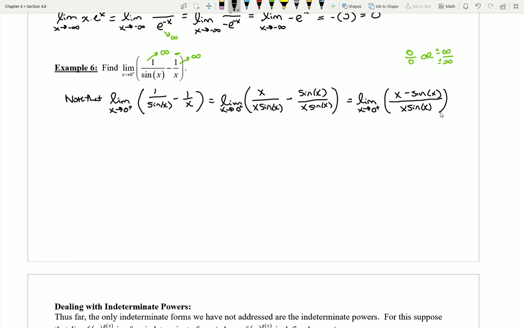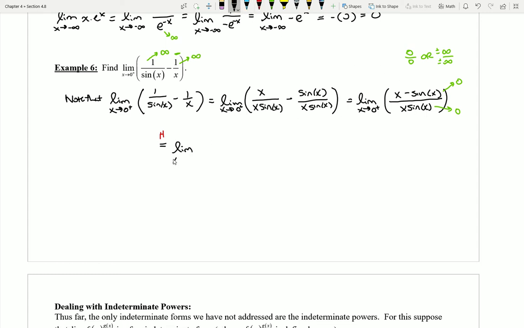Now, this is at least a single fraction, so there's a chance that L'Hopital's rule might work, but of course I still have to check to see that I have one of the appropriate forms. So let's check to see what happens with the top and the bottom. If x is approaching 0, then this numerator is going to be 0 minus 0, so that's 0. The denominator is going to be 0 times 0, which is 0. That's perfect. I can now actually use L'Hopital's rule. And so I can go ahead then and state down here that I'm going to make use of L'Hopital's rule, continuing on, of course, from this line.